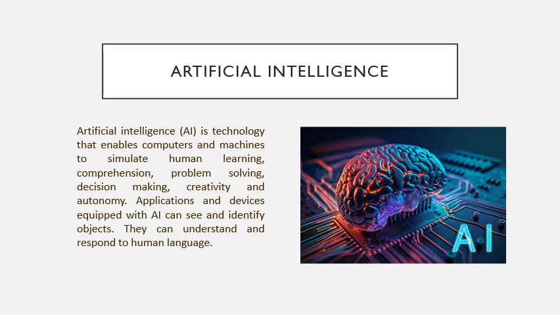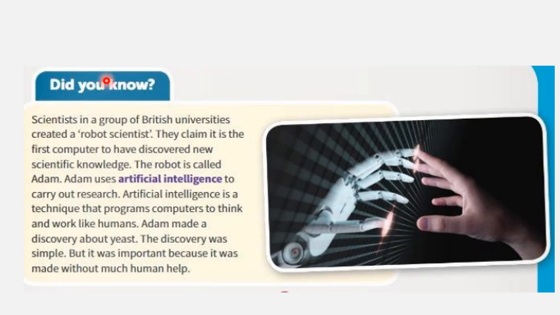Did you know scientists in a group of British universities created a robot scientist? They claim it is the first computer to have discovered new scientific knowledge. The robot is called Adam. Adam uses artificial intelligence to carry out the research. Artificial intelligence is a technique that programs computers to think and work like humans. Adam made a discovery about yeast. The discovery was simple, but it was important because it was made without much human help.